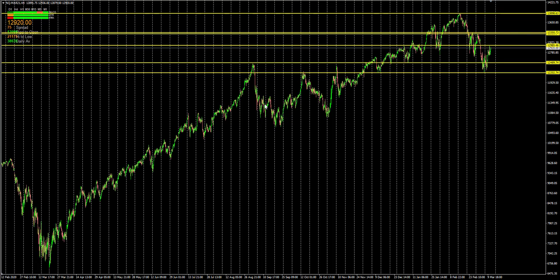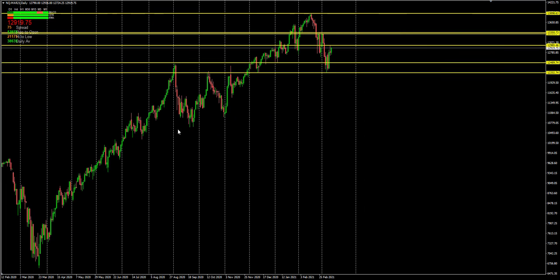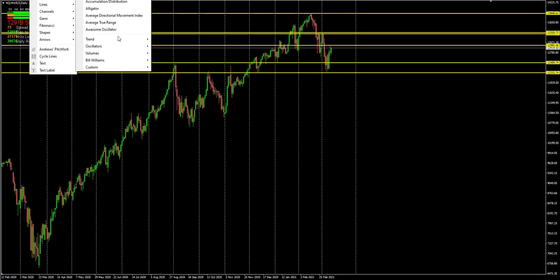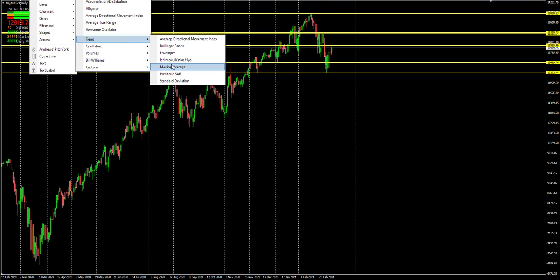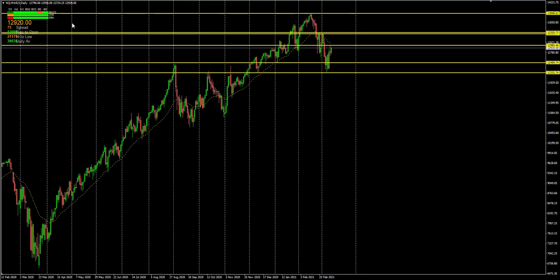Let me just get rid of this trend line. Now let's analyze the trend. Even now, if we analyze, the trend is really towards the upside. I'll add just one single moving average here, which could be a 30 exponential moving average. On the daily chart, yes, the prices are below the moving averages, but they're still not trending.